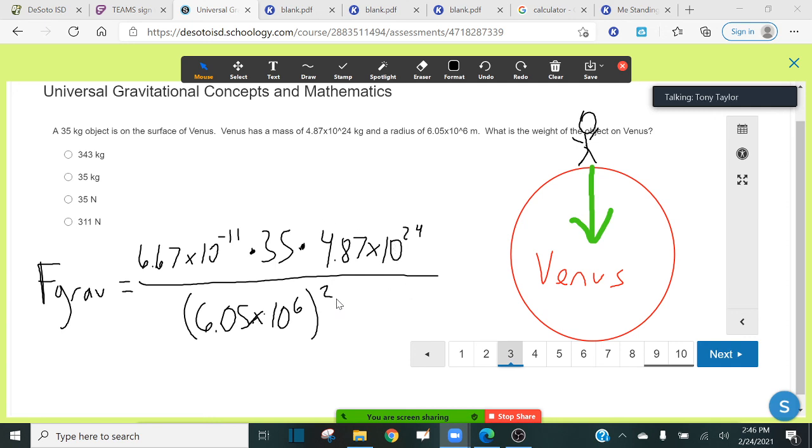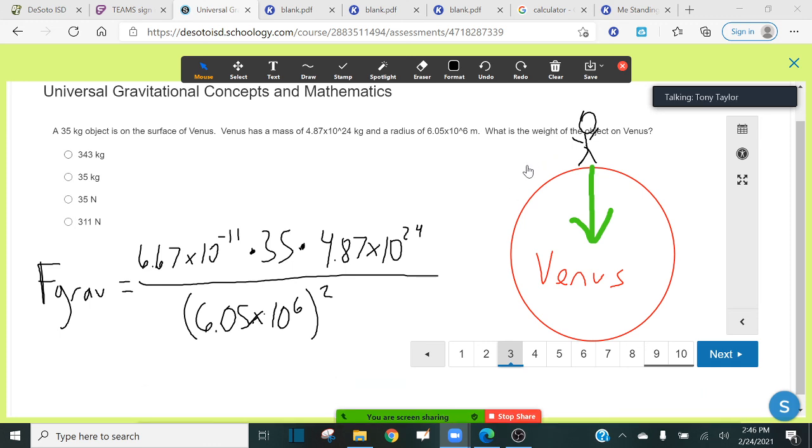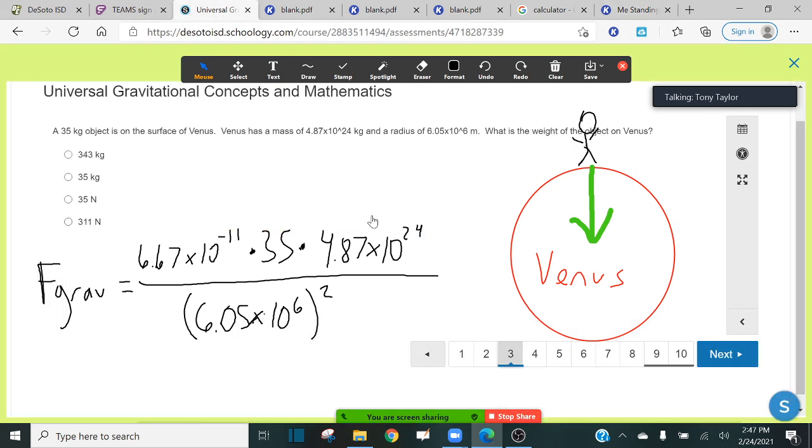Okay, guys, any questions on this one? Just remember, anytime it asks for the weight of an object, weight is equal to the force of gravity. So if you want to know the weight of an object on a planet, you just use the equation for the force of gravity. If you're on Earth, you can use the equation mass times 9.8. But if you're not on Earth, you need to use the universal gravitational equation.